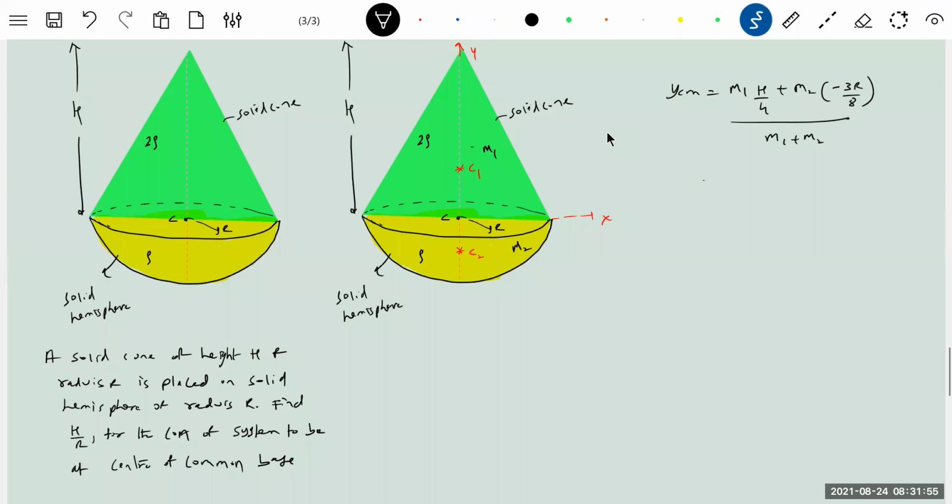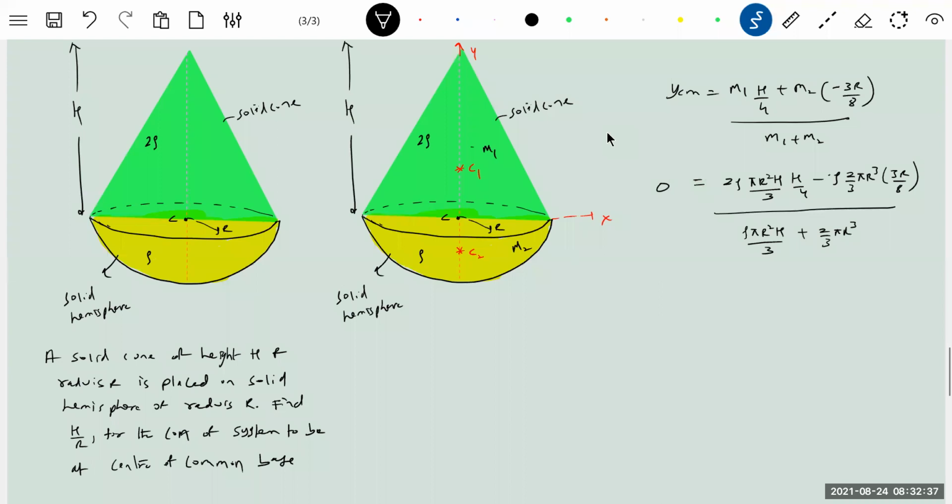Then, what is m1? Density 2 rho, volume of cone pi r square h by 3, into h by 4. What is m2? Solid hemisphere, density is rho, 2 by 3 pi r cube. This negative sign, let me write it here. So 3r by 8, divided by m1 plus m2, rho pi r square h by 3. This should be equal to 0, no?